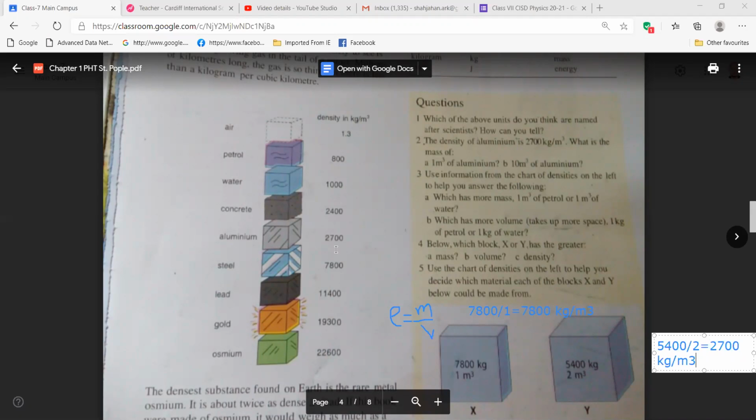So we discussed all the questions from this page also. Will I only send the answer of question 3 in the group? Yeah, you can send all, no problem. You can send all of them. Okay, sir. Thank you so much.